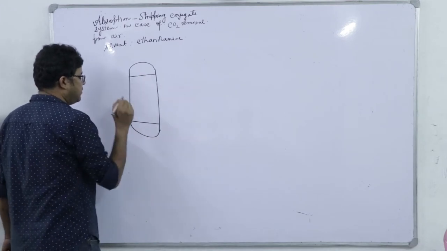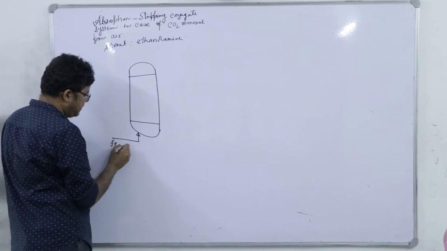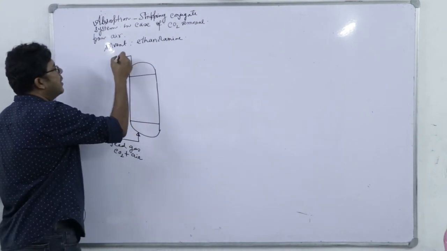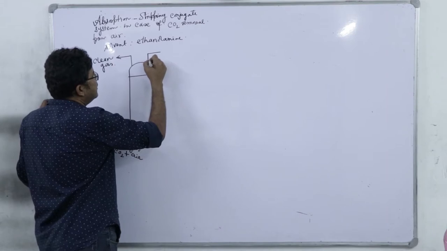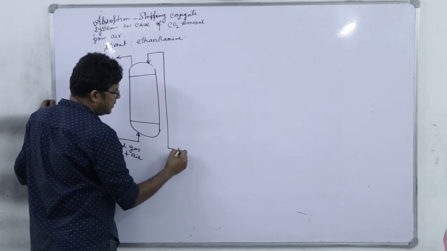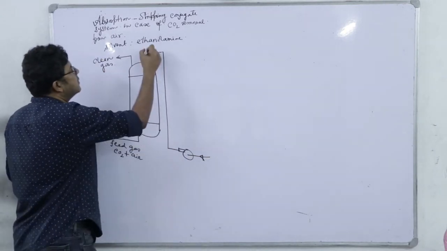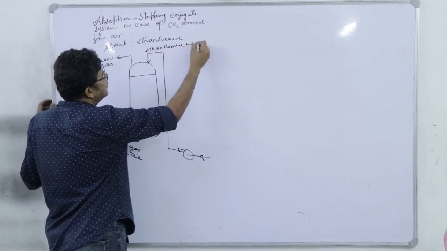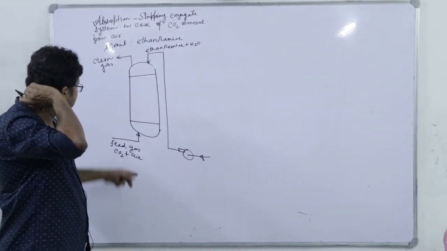It may be a packed tower, it may be a tray tower, whatever it is. Here we deliver the feed gas loaded with CO2 and the carrier is here. And from the top, we are getting the clean gas. Right. Here we deliver this solvent through a pump. So, that is the ethanol amine plus water, aqueous solution maybe. Right. So, we consider negligible evaporation of water in this flowing stream of air.